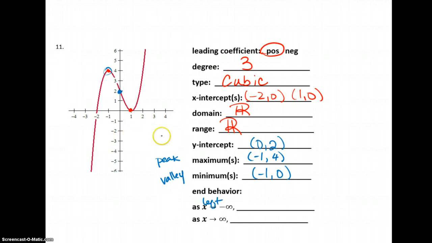y points down, so y goes to negative infinity. On the right side, our function points up, so y goes to infinity. All right, let's try again.